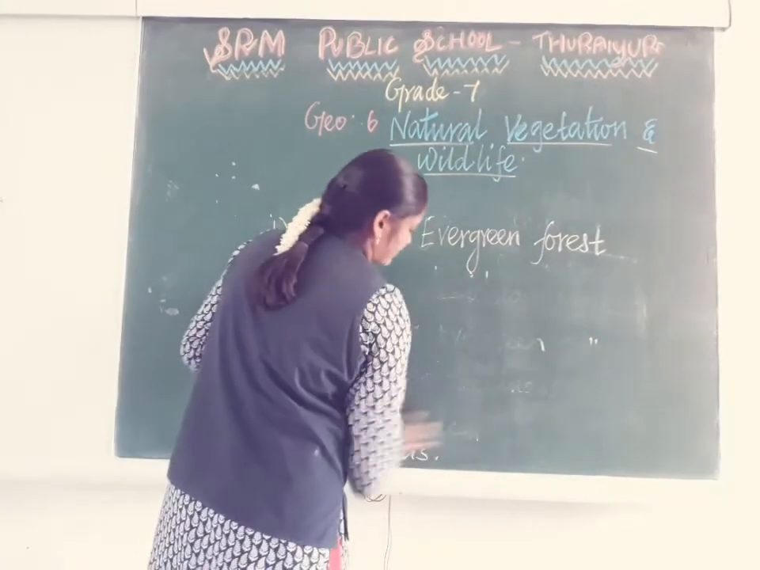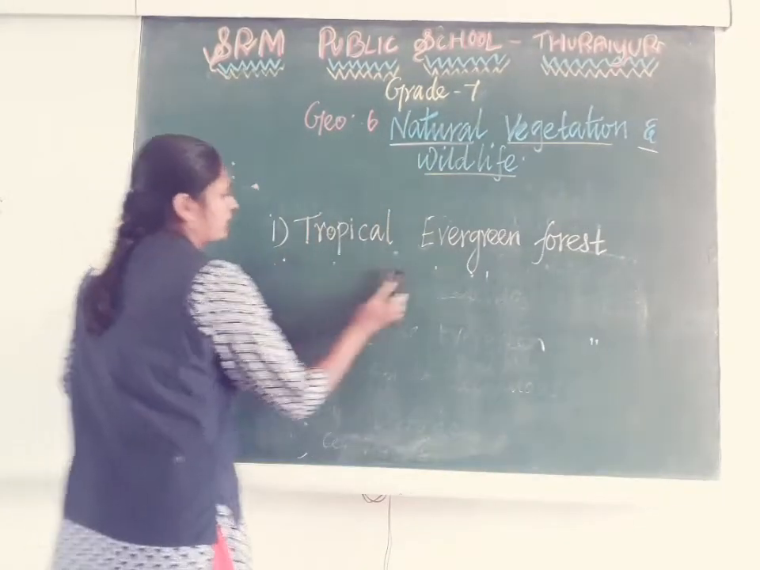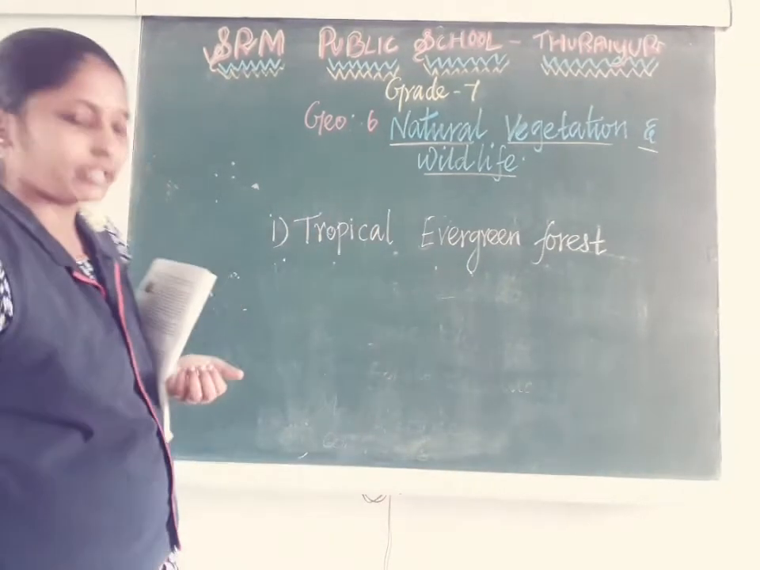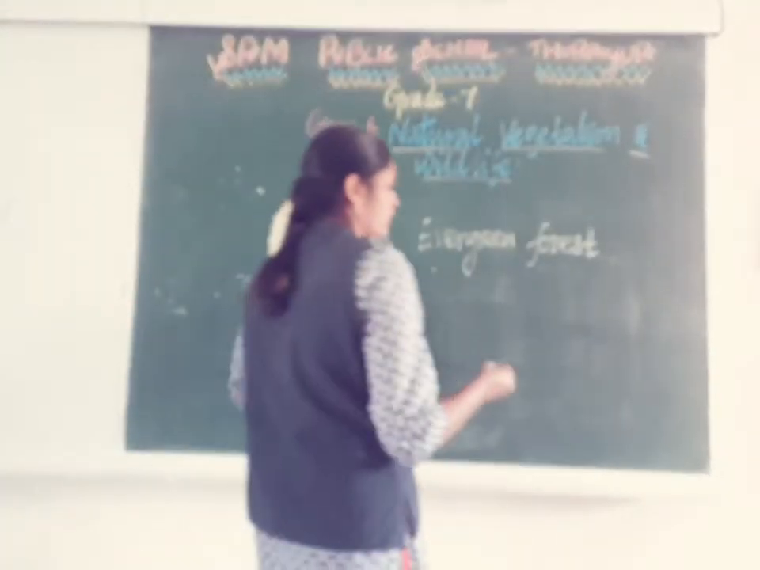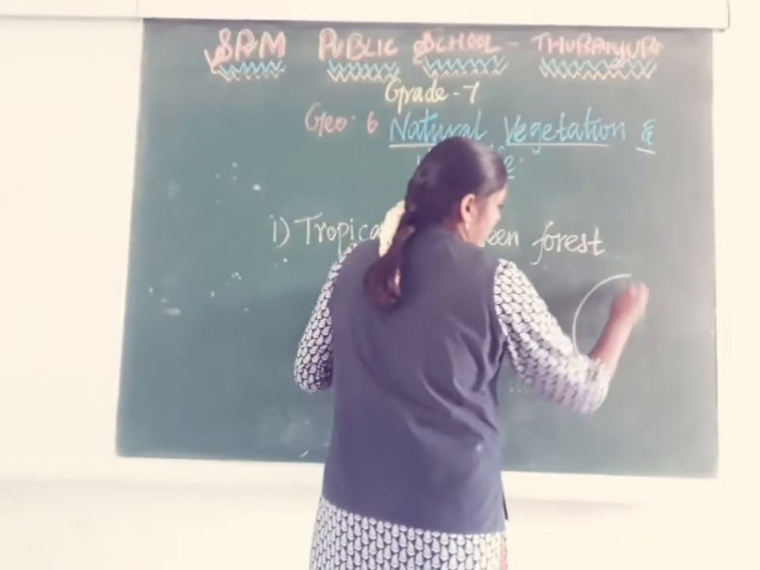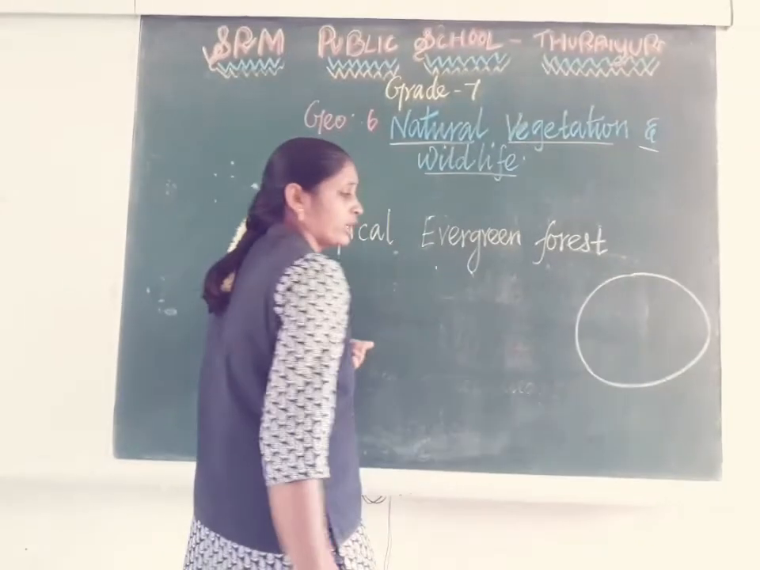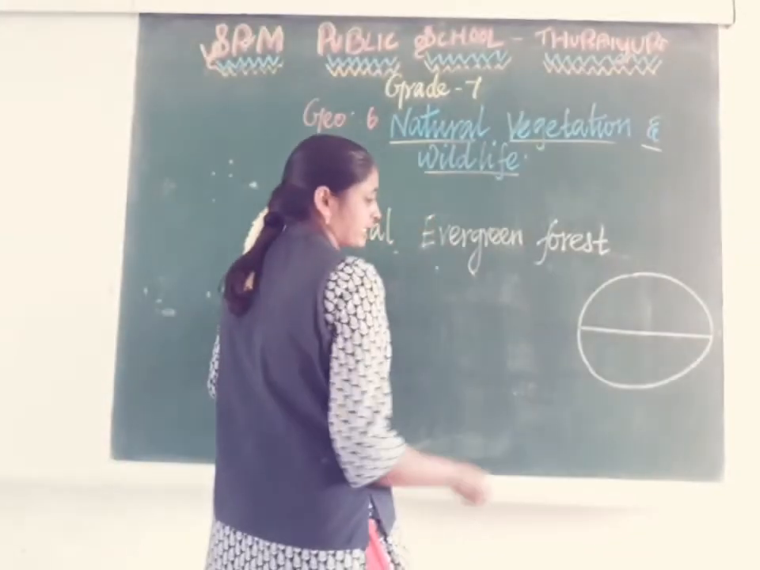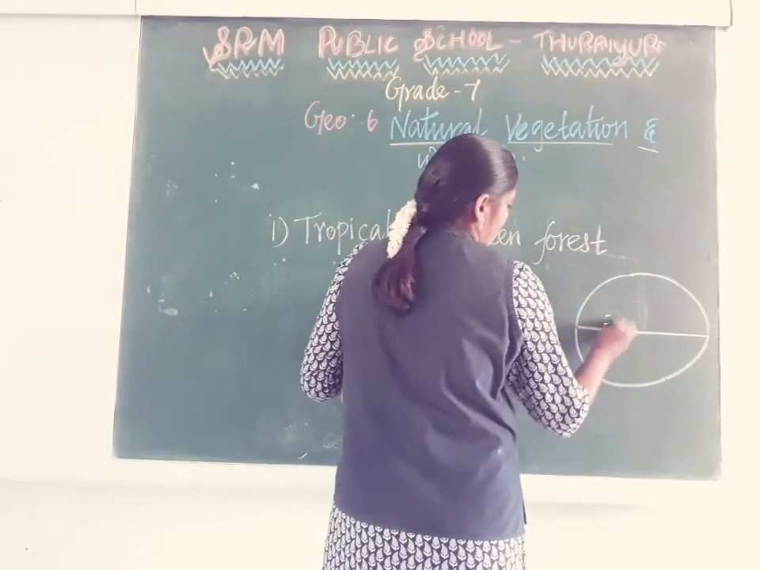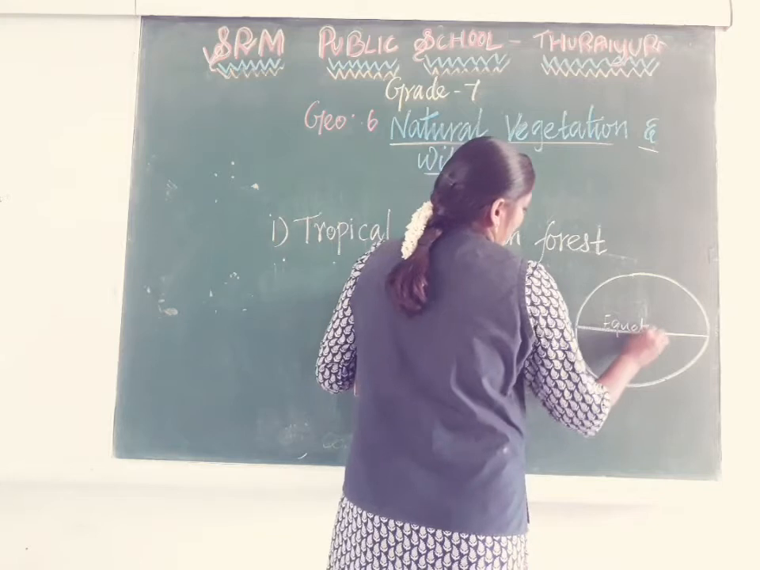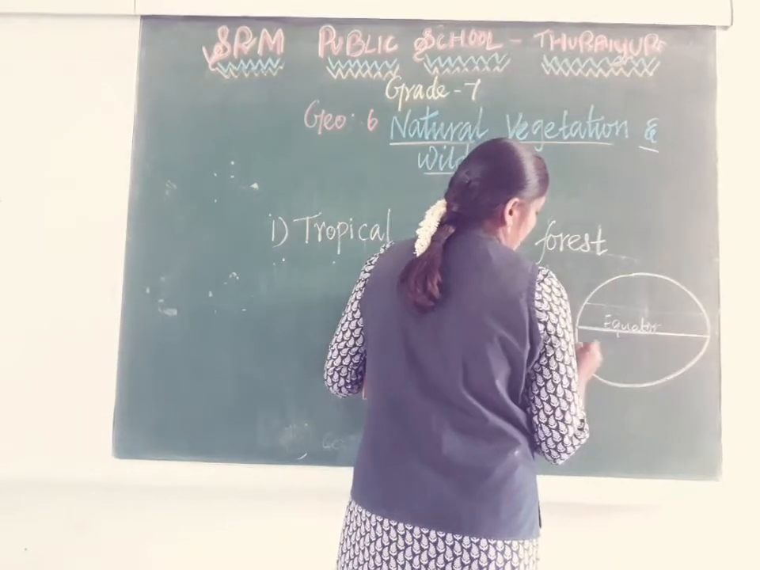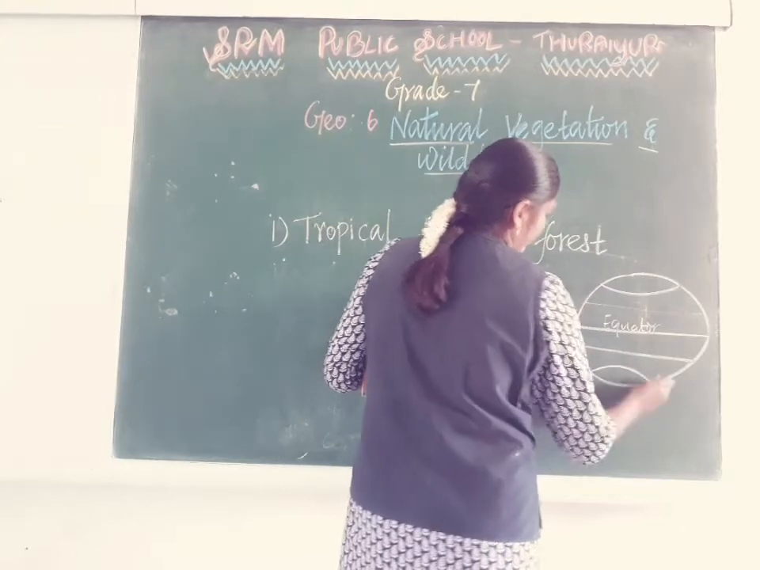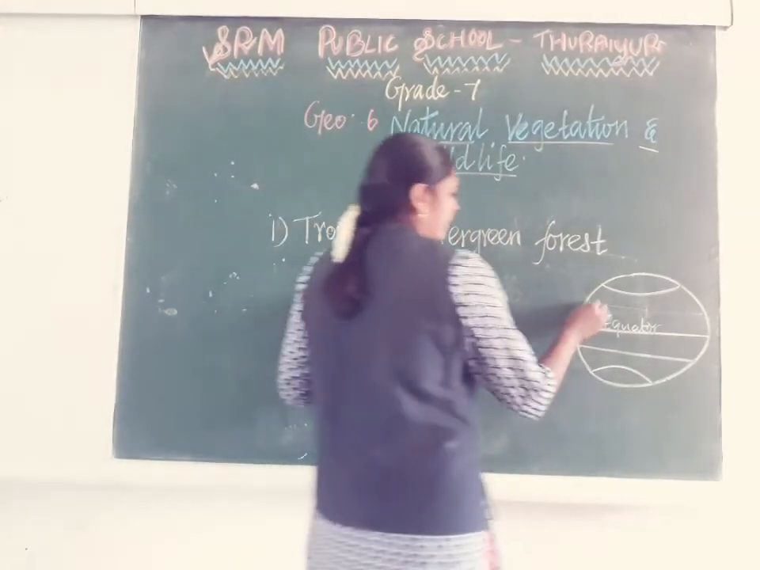The name itself mentions tropical. You know very well which region is called the tropical region. Just look at this diagram. So this is the earth, and this is the equator line. You know very well: this is the equator, and this is the Tropic of Cancer, Tropic of Capricorn, Arctic Circle, and Antarctic Circle.